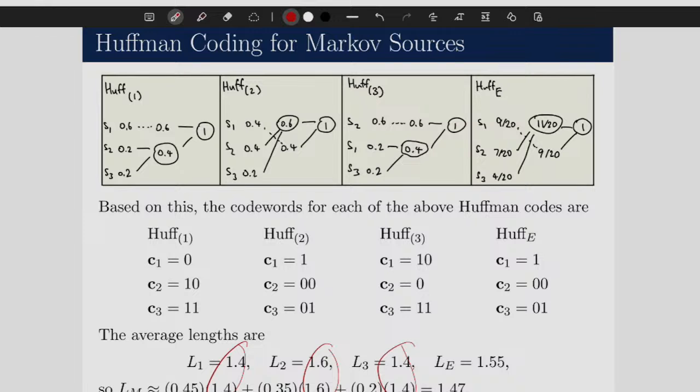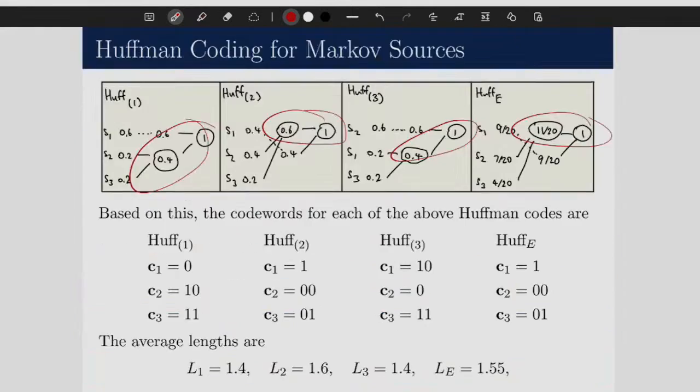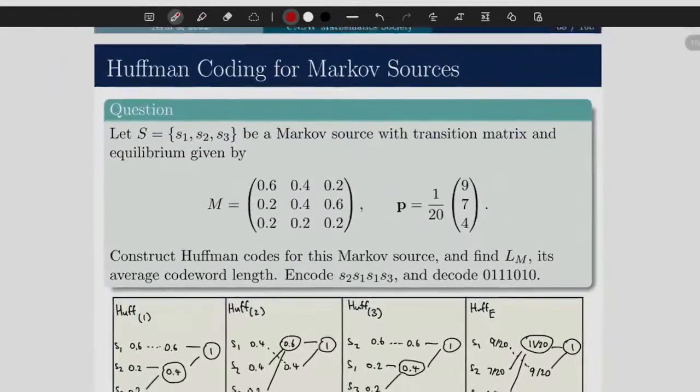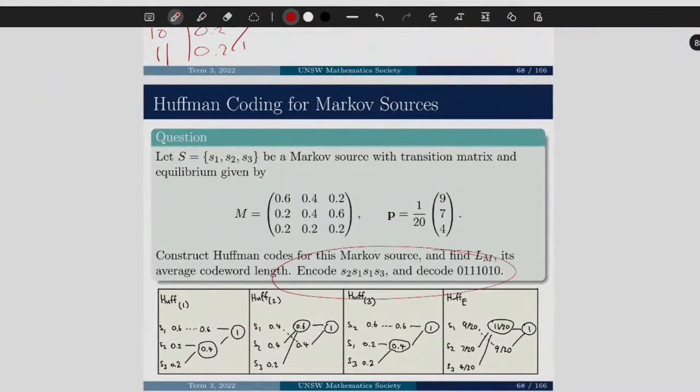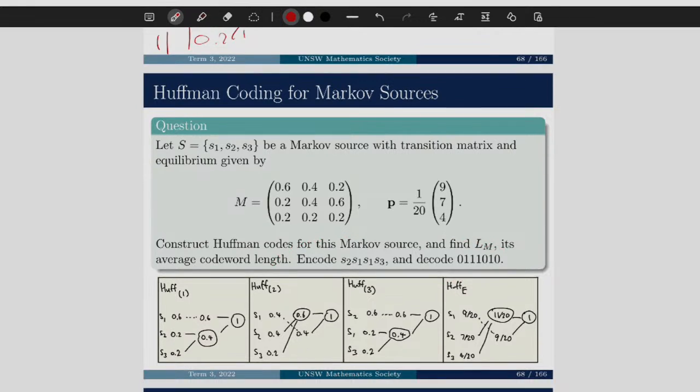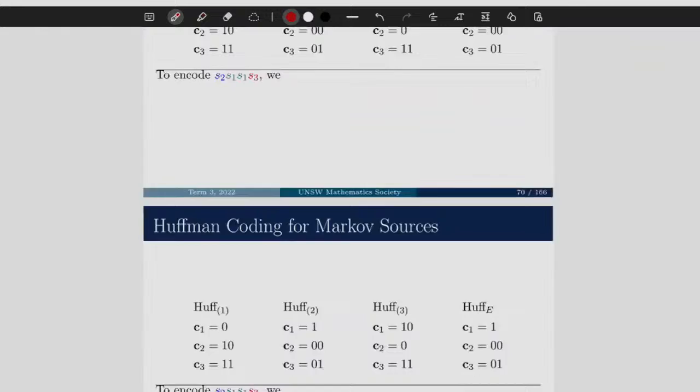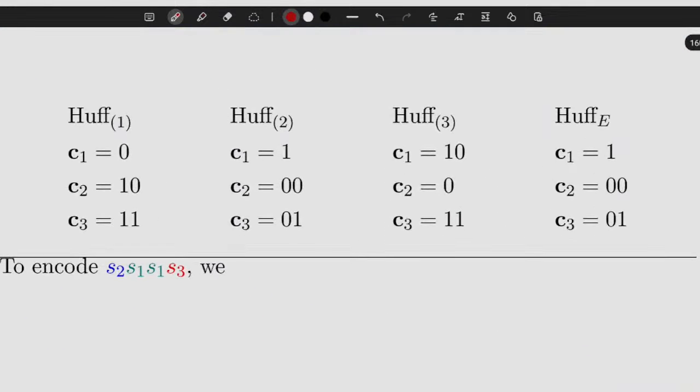How we use that, yeah? Okay, super cool. But now let's go to the second part of the question, which I know is a scroll back now. We want to encode S2, S1, S1, S3, and then decode something else as well. I think I've written it out here as well. Yeah, I have.